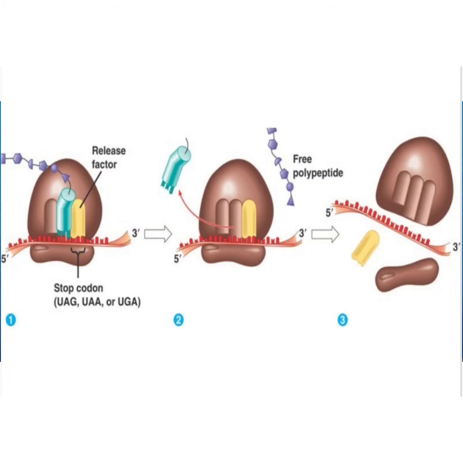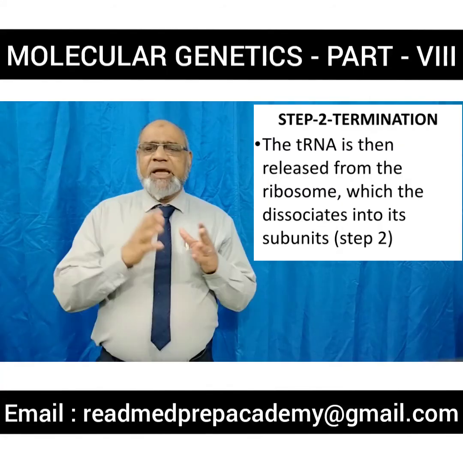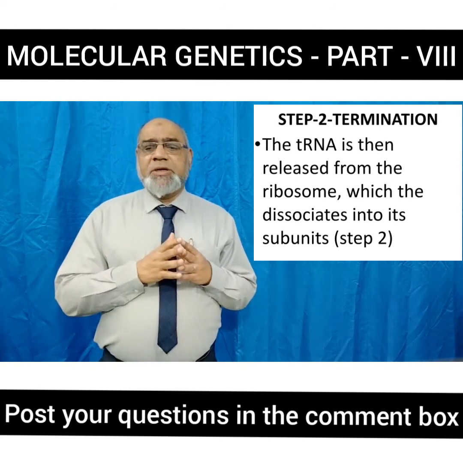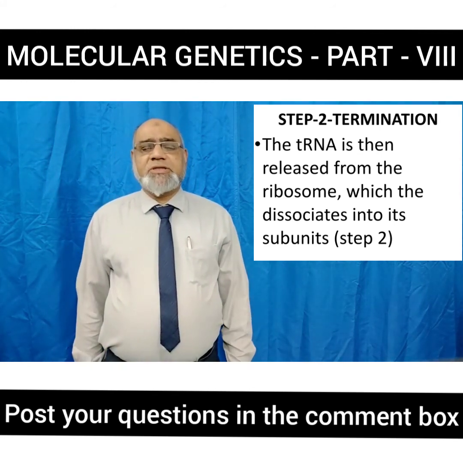the transfer RNA is released out of the ribosome and the free polypeptide is also released from the ribosome, and there will be separation of the two subunits of the ribosome and the release of the messenger RNA, and the release factor is also released from the complex. In step 2, the transfer RNA released from the ribosome dissociates into the two subunits.